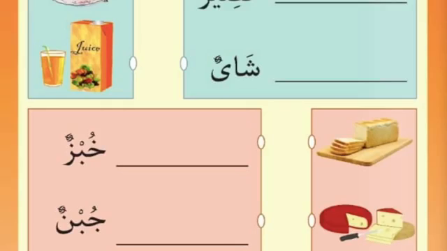And next one, jubnun. Do you still remember what jubnun means? Yes, it means cheese. So the word jubnun is a male or masculine word. So we must use the demonstrative pronoun hadha. We say hadha jubnun. This is cheese.